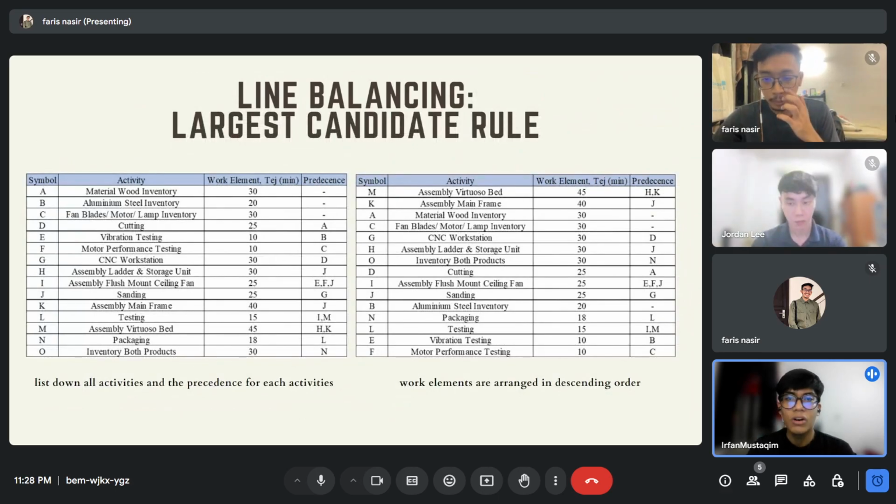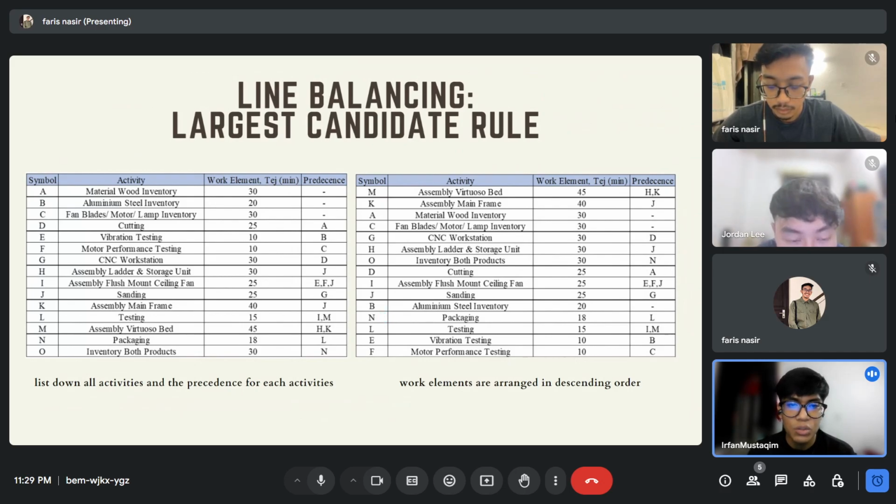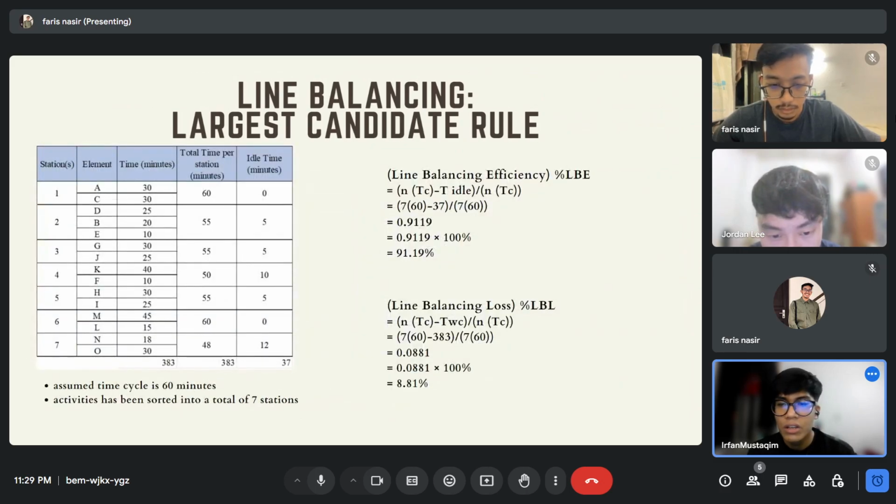And for line balancing, we are using the largest candidate rule, LCR. The first step is we have to list down all activities and the precedent for each activity, including the work element, and then rearrange all of the activities according to the work element value in descending order, with the highest value on top and the lowest value at the bottom. Once we have done that, we assume the cycle time is 60 minutes, and then we rearrange the work elements and activities by not exceeding the cycle time.